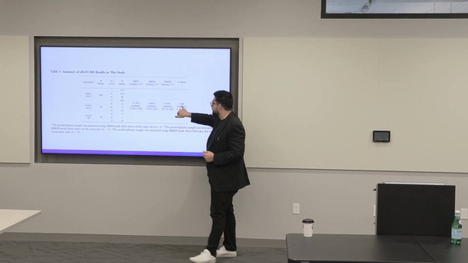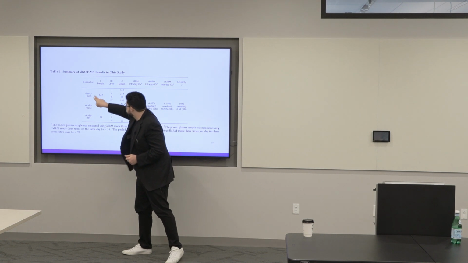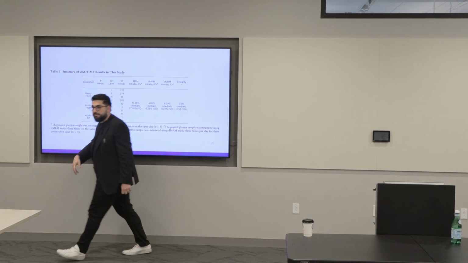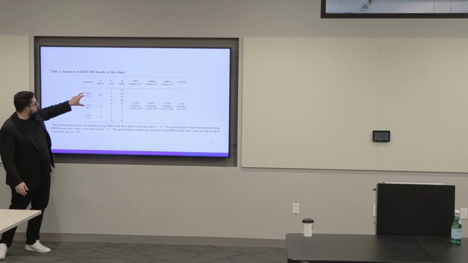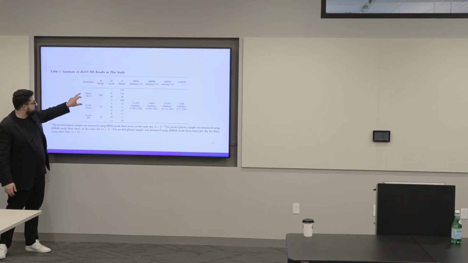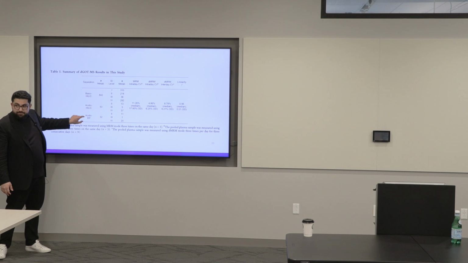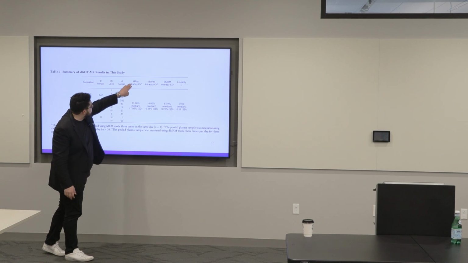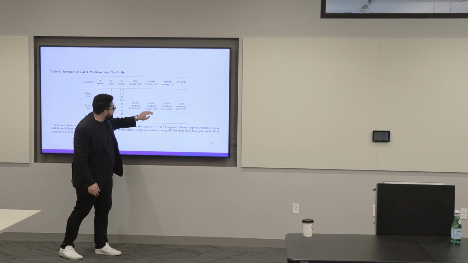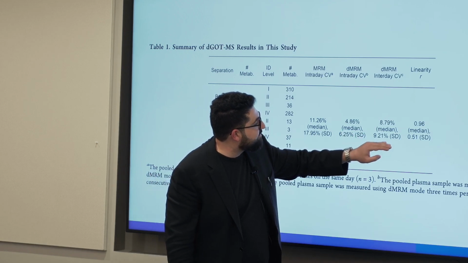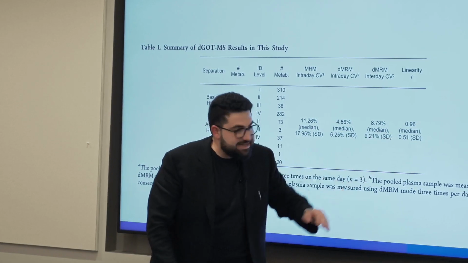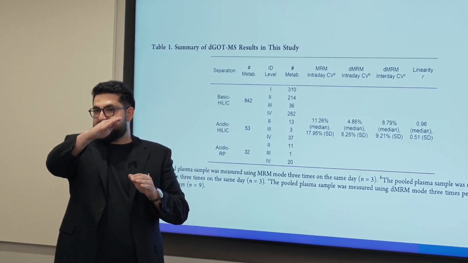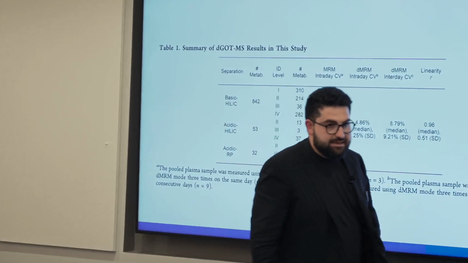So we see incredible agreement in 3 different separation phases. We had acidic reverse phase for lipid compounds. We had acidic HILIC, and this is hydrophilic interaction liquid chromatography. So these are for the aqueous, and these are for the lipids. And what we're seeing here is different levels of identification. And we're seeing them at intraday CV of 11%, 4.8%, and then we also see 8% here with a linearity, meaning that what the database predicted we should see and what we saw was 96% in agreement. So the method works.